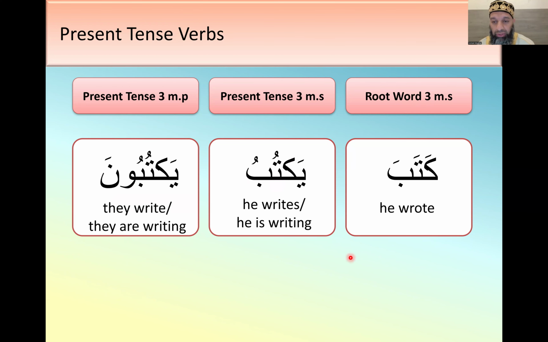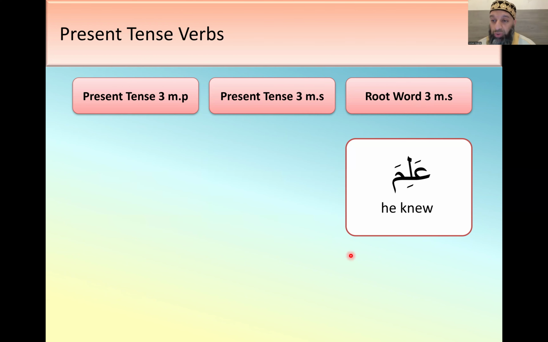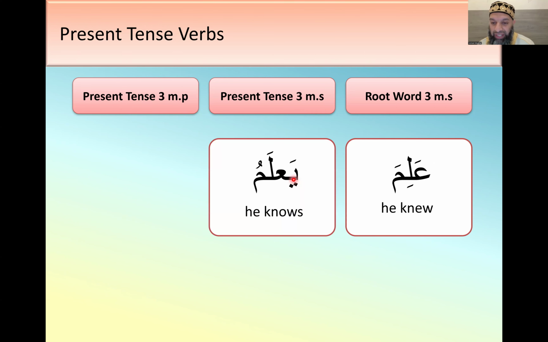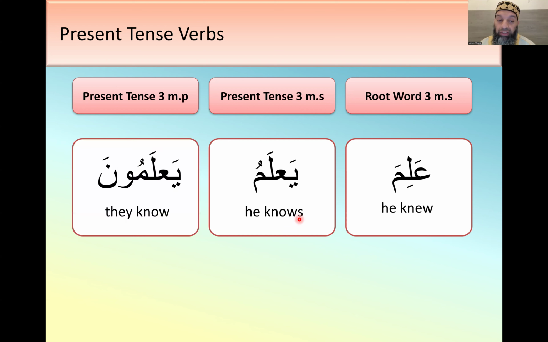Let's go to the next one. Alima means he knew, to know. That's where you get alim from. That's where you get ma'loom from. Allama, ilm, ulum. You get that from the verb alima. So let's complicate it. Hope it's not. Let's do the present tense of that. Is ya'lamu. Ya'lamu means he knows. And the plural would be ya'lamuna. They all know.